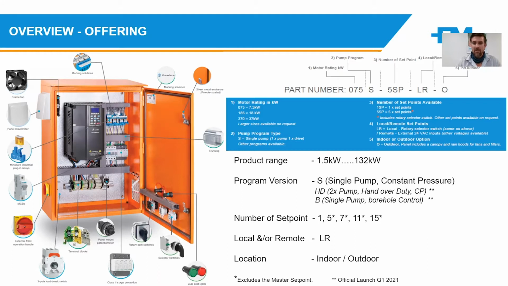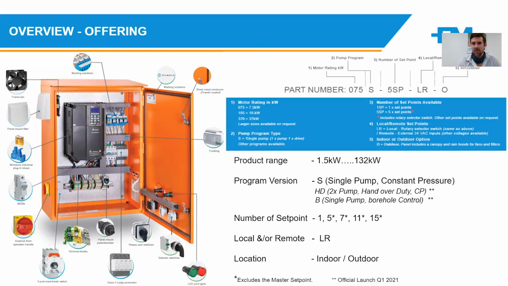We also have a number of set points for the user to choose, be it just a single set point, your master set point, and/or an additional 5, 7, 11, or 15 set points on top of that master set point. So that would make a total of 6, 8, 12, or 16 set points available to the user. These are different pressure set points that you could have pre-stored inside of your variable speed drive.